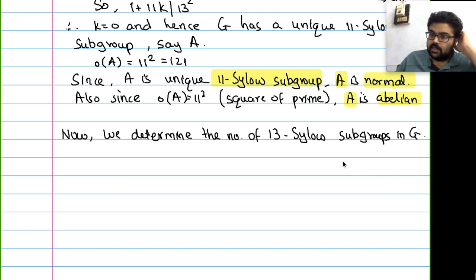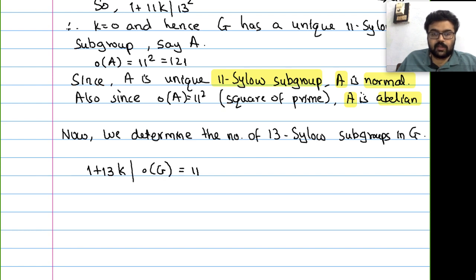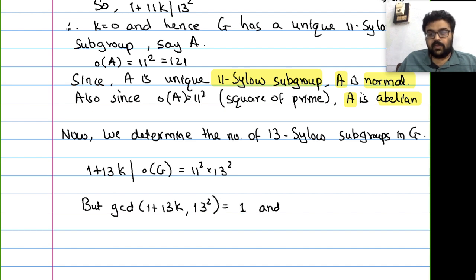What is this number? This number is of the form 1 plus 13k. So 1 plus 13k divides the order of G, which is 11 square, 13 square. But again, the same thing: the GCD of 1 plus 13k with 13 square, 13 cube, whatever the power, is always 1. And so 1 plus 13k must divide 11 square.